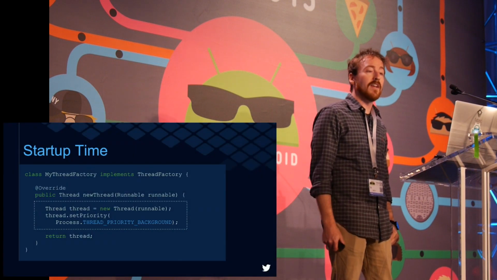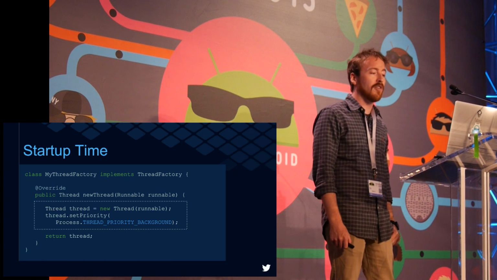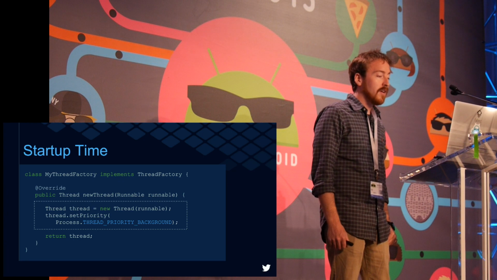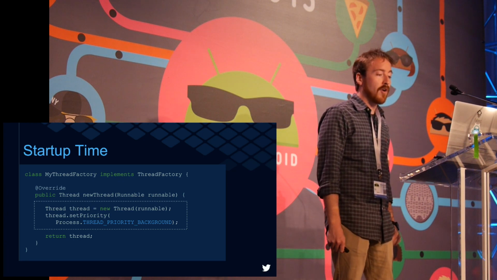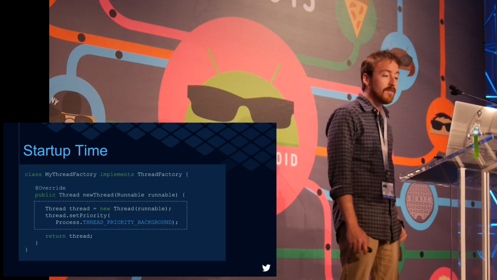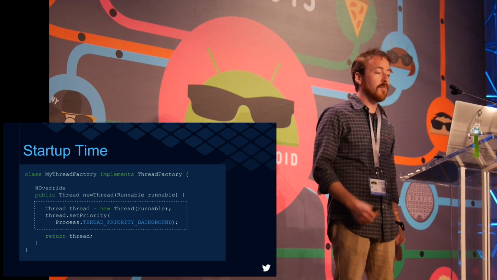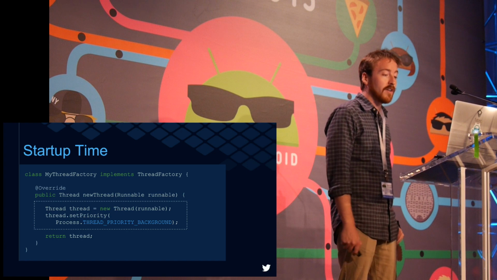Although it's more complicated than an async task, you might want to consider instead creating your own thread factory class. If you do this, you should set the thread priority to background using setThreadPriority and passing THREAD_PRIORITY_BACKGROUND. If you don't set the thread to a lower priority this way, it'll get the same priority as the UI thread, which can still cause jank.